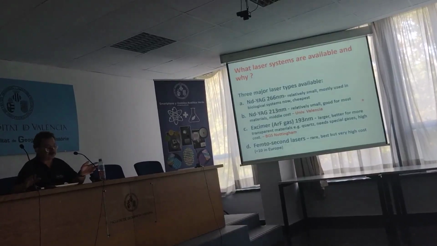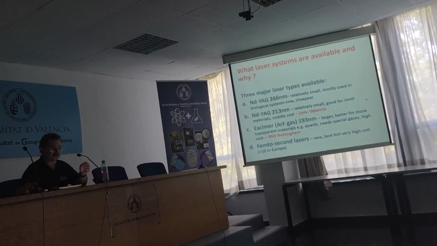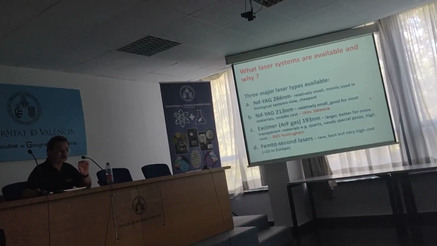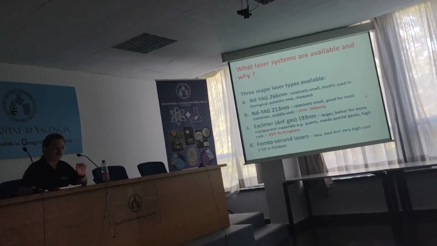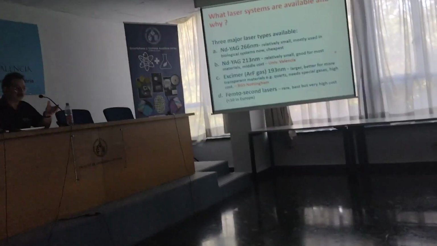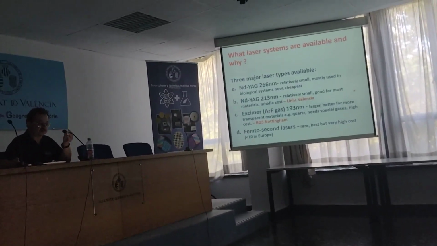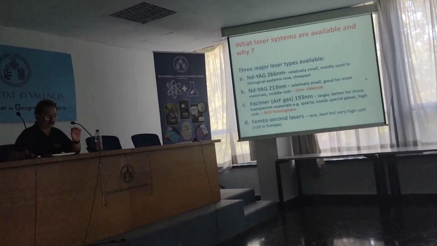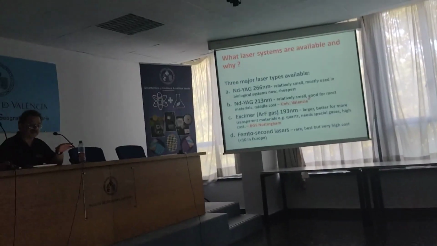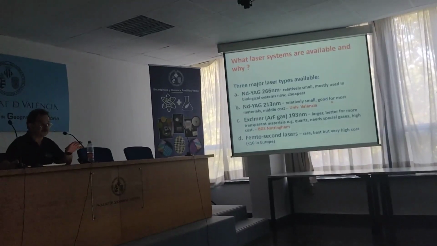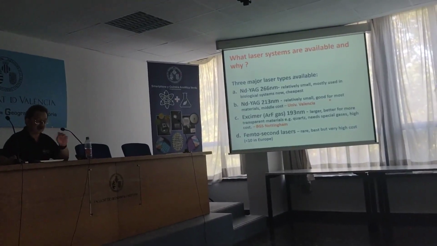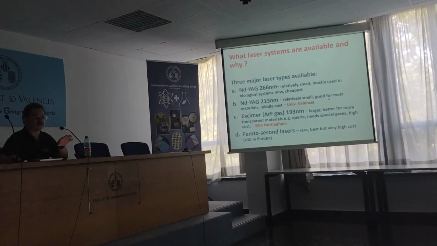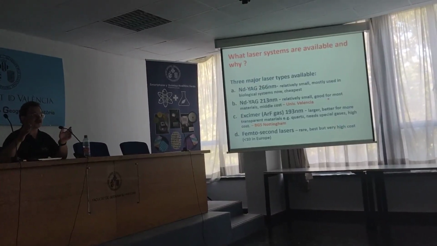The next up is the neodymium-YAG at 213 nanometers. So this is more into the ultraviolet. The shorter the wavelength, the better the material you are analyzing will absorb the laser, and typically the better the ablation. These are still relatively small. They are good for most materials, and they have a middle cost. And this is the one you have in Valencia. It's actually a very common choice in many labs, particularly because of the size.